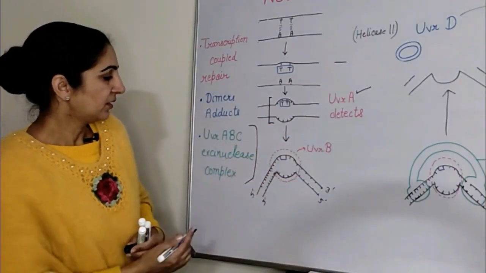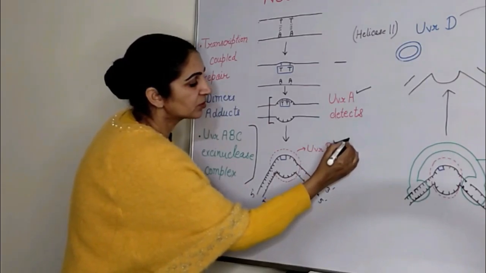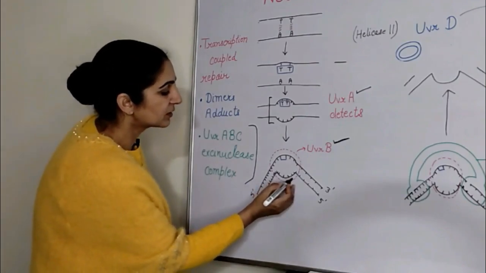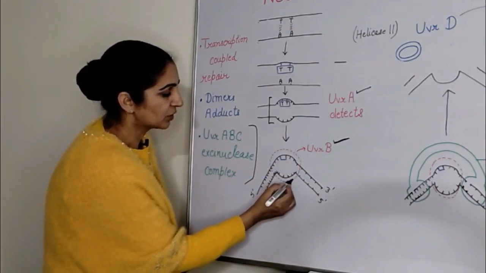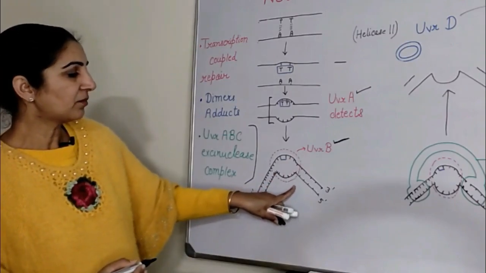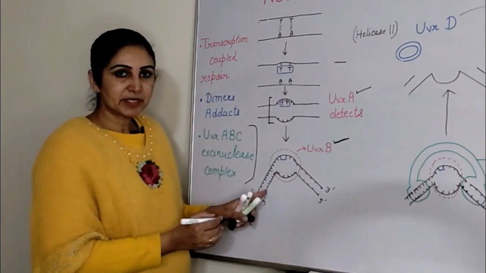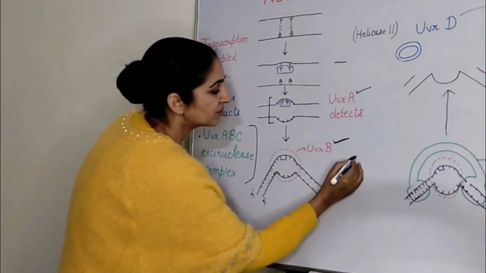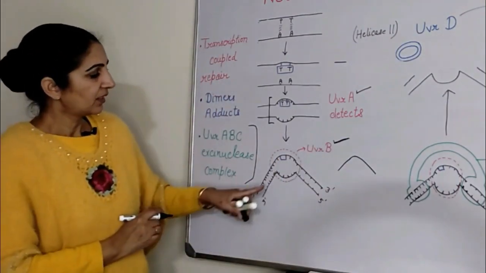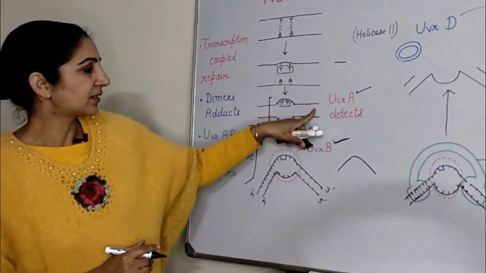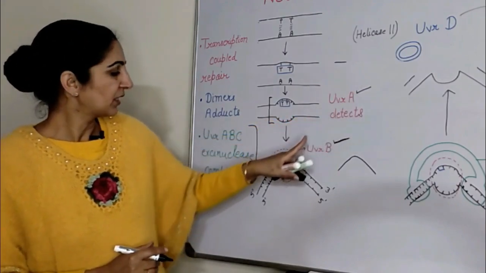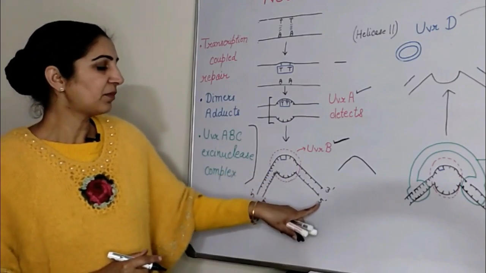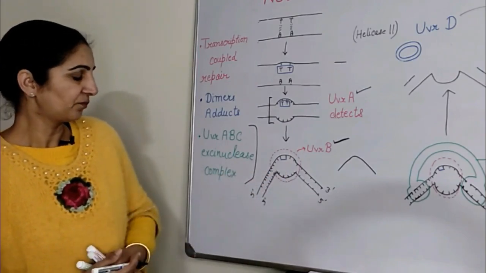So this change in the configuration gets detected with the help of UVRA protein. After that, UVRB protein gets recruited here. This protein comes and binds to this distorted portion, this red portion. This protein is UVRB protein, and it results in bending of the DNA molecule. So the DNA molecule gets bent like this. First the defect gets detected with UVRA protein, then UVRB protein gets recruited here, and this protein results in the bending of the DNA molecule.